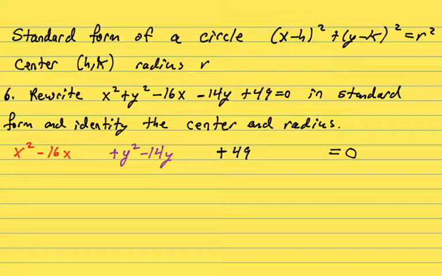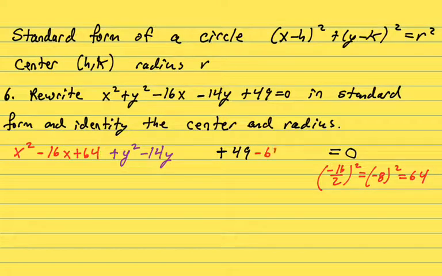Now the x squared minus 16x, we're going to complete the square of that first. So the linear coefficient is negative 16, divide that by 2, and then square that. So that's going to be negative 8 squared, which is going to be 64. So we're going to add 64 and also subtract 64. So we want to keep this balanced. And so if I add 64 and subtract 64, we haven't changed anything.